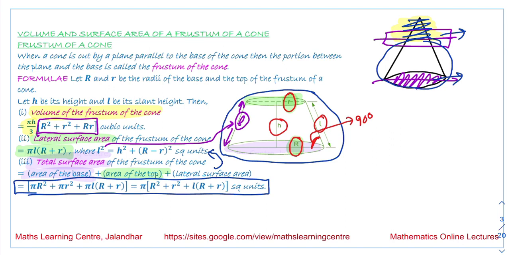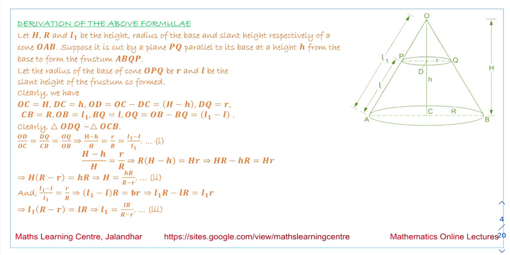Now next we are going to derive all these formulas. Before deriving the formulas or finding the values of the volume and the surface area, we look at some terms and calculate the values of the slant height and other values corresponding to this frustum of the cone. So we have considered a complete cone O A B. We are talking about this complete figure O P A B Q O. This is the complete cone.